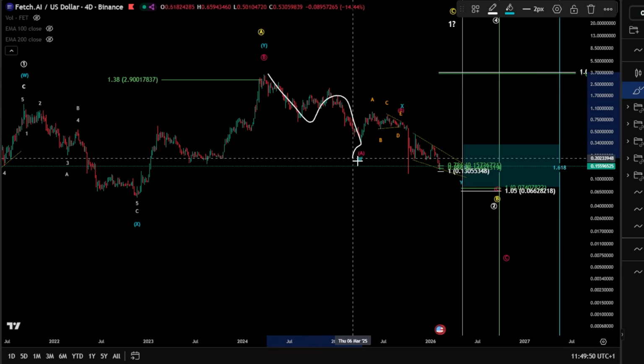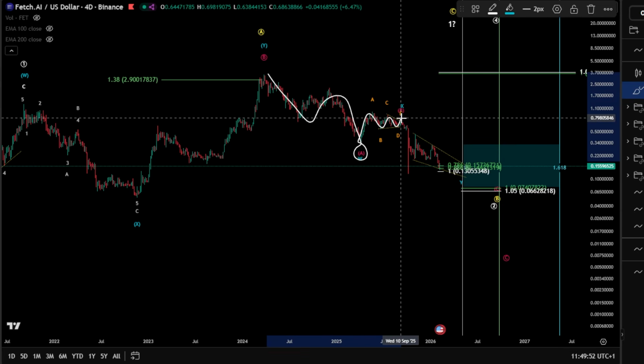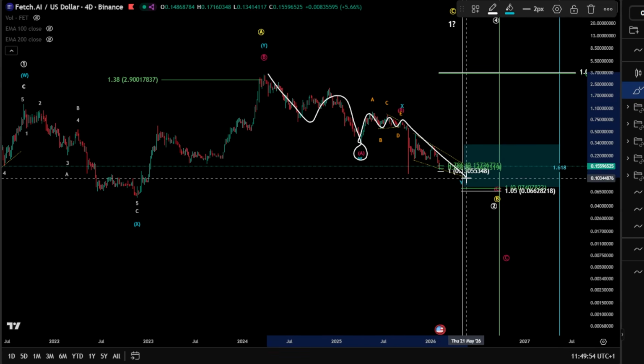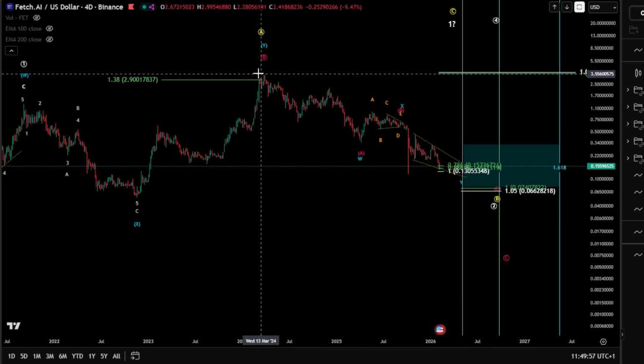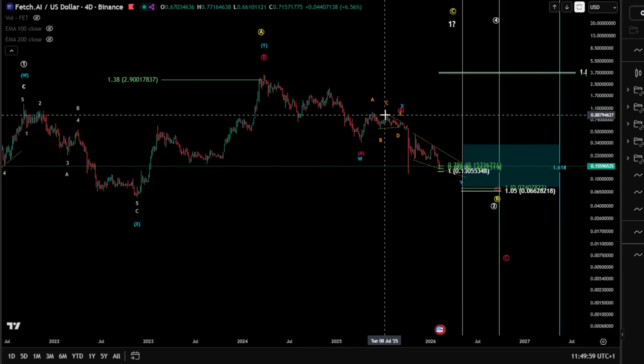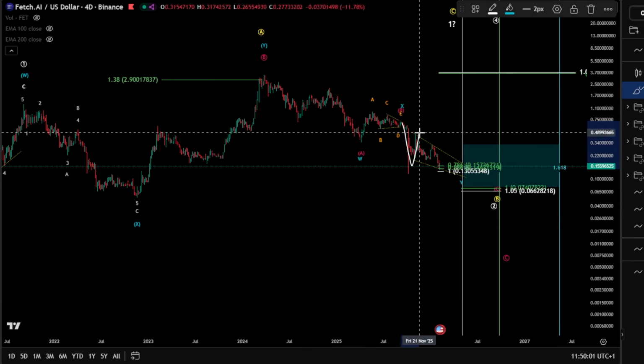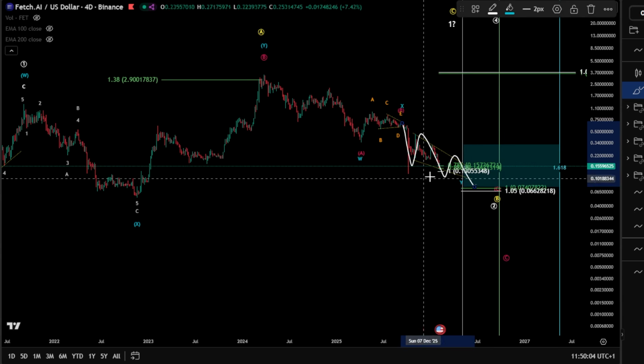Wave W or a wave A, wave B or a wave X in a triangle, and we're looking for a wave C toward the downside. The highest possibility is an ABC. The wave C is unfolding here also as a potential diagonal, 1, 2, 3, 4, 5.